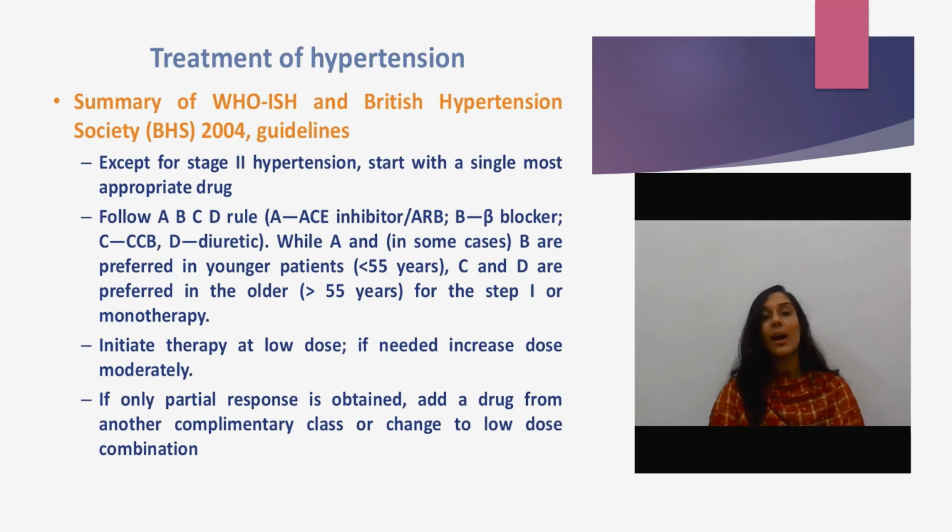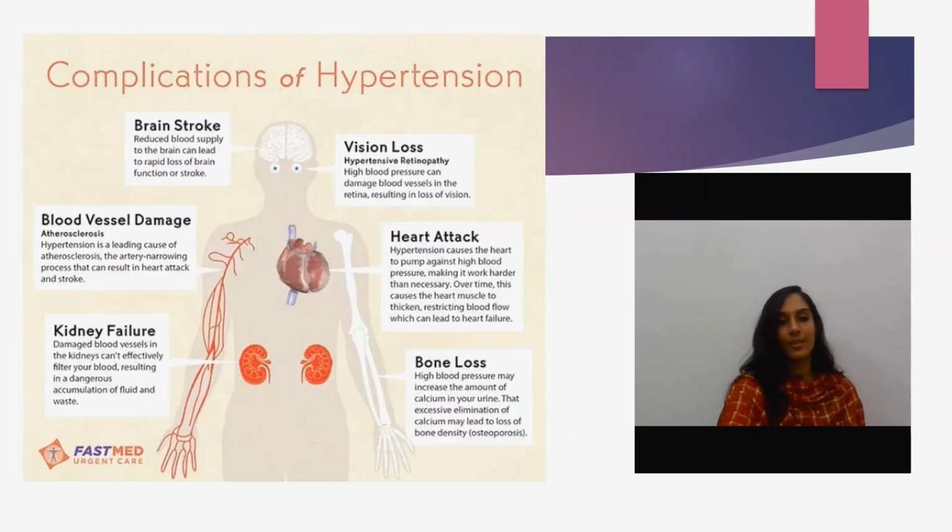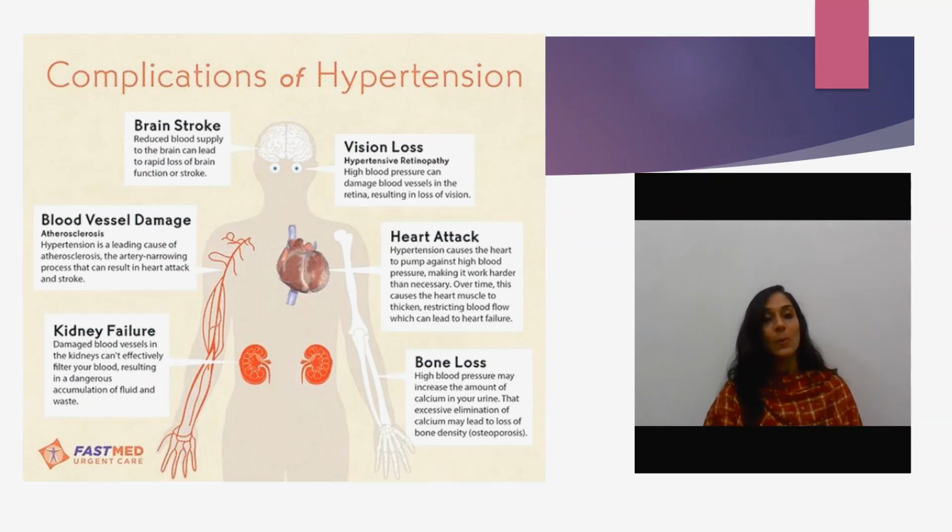So the treatment of hypertension is summarized by the ABCD rule. That is A for ACE inhibitor or an angiotensin receptor blocker, B for beta blocker, C for calcium channel blocker, and D for diuretic. Now, these are the complications which can occur due to hypertension, for example brain stroke, vision loss, heart attack, bone loss, kidney failure, or blood vessel damage. All these are the complications which can occur.